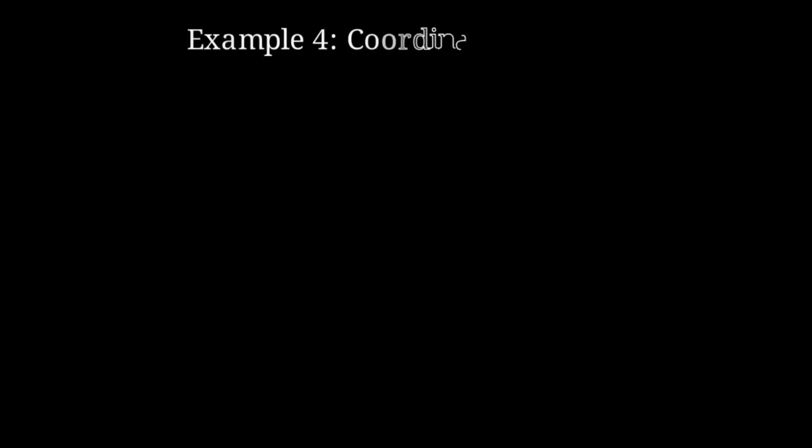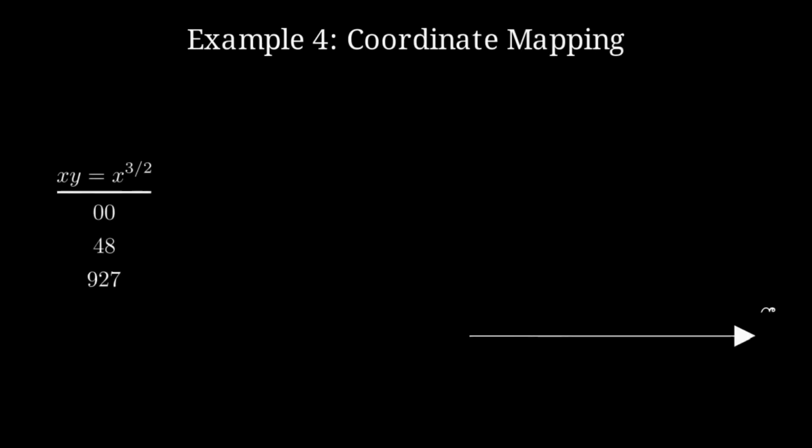To graph y equals x to the 3/2, we calculate points. At x equals 4, the square root is 2, and 2 cubed is 8. This curve grows faster than a linear function because the exponent is greater than 1.